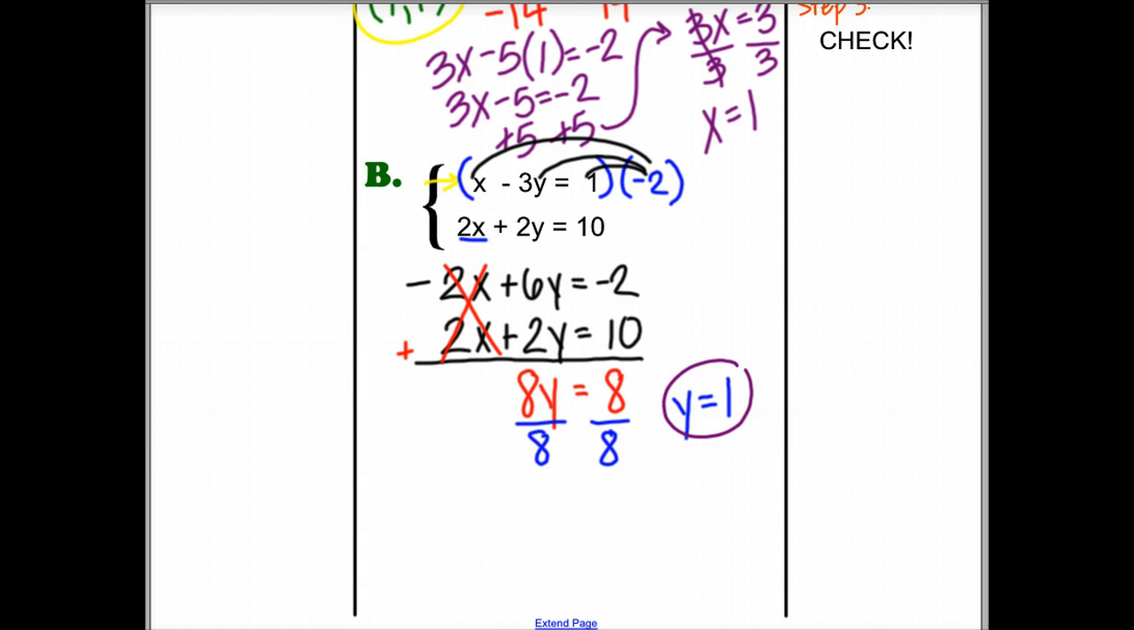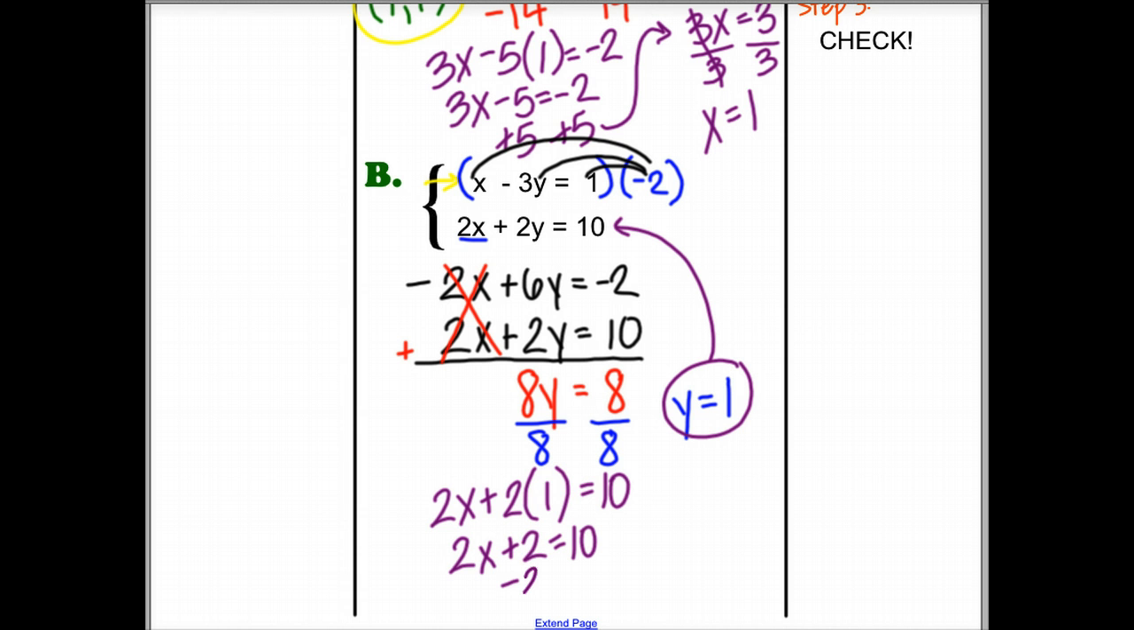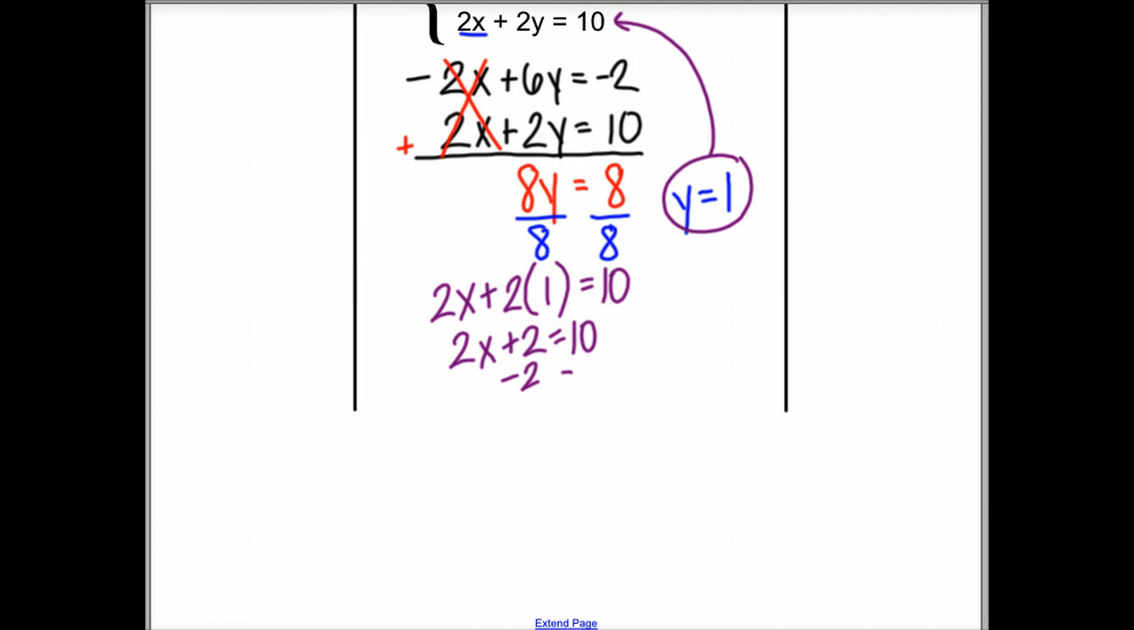Now I'm going to take this and put it into the second equation, since it's the one I didn't mess with yet. And then I have 2x plus 2y, and y is 1. Put that in, equal to 10. 2 times 1 is 2, so I have 2x plus 2 equal to 10. Subtract 2 from both sides, giving me 2x equals 8. Divide both sides by 2, giving me x is equal to 4, which means my ordered pair solution is 4, 1.